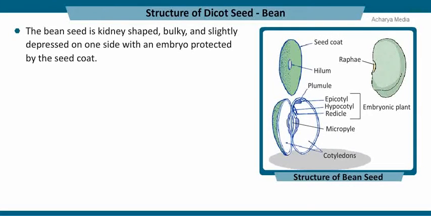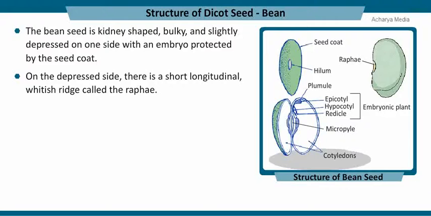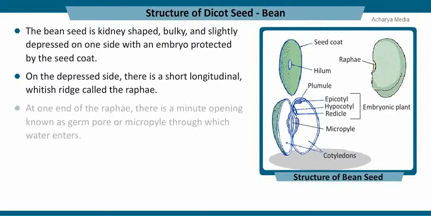The bean seed is kidney-shaped, bulky, and slightly depressed on one side with the embryo protected by the seed coat. On the depressed side of the seed coat, there is a short longitudinal whitish ridge called the raphe. At one end of the raphe, there is a minute opening known as the germ pore or micropyle through which water enters.